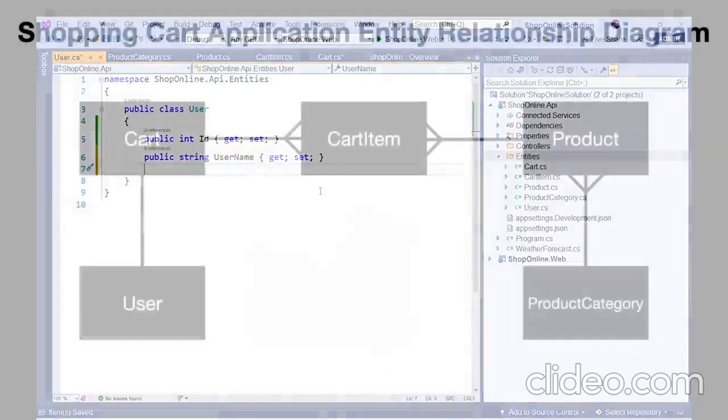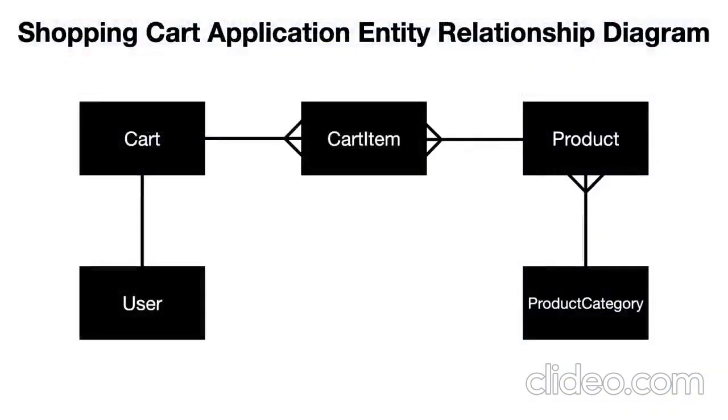So if we look at this entity relationship diagram, we can see the relationships between our entities. The cart entity has a one-to-many relationship with the cart item entity. The product entity has a one-to-many relationship with the cart item entity. The product category entity has a one-to-many relationship with the product entity. The user entity has a one-to-one relationship with the cart entity. So this basically means each user can only have one shopping cart within our application.